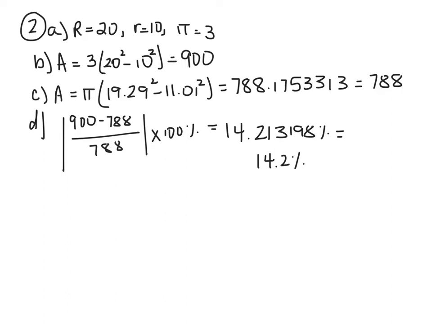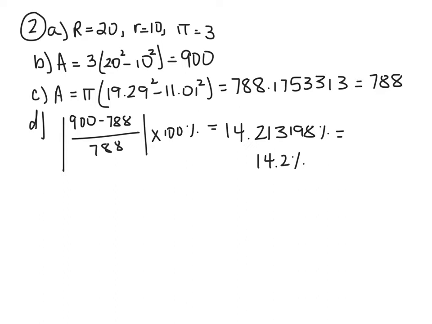So then part B wants us to estimate the value of A with these estimations of capital R, lowercase r, and pi. So we plug those in for pi, capital R, and lowercase r. Plug this in your calculator and you end up with 900. Part C wants you to find the actual value of A using really pi and then 19.29 and 11.01. So just use pi on your calculator. Don't estimate it to 3.14 or anything. Actually use the pi button on your calculator. You end up with 788.1753313, but they want you to give your answer to 3 significant figures, so 788.